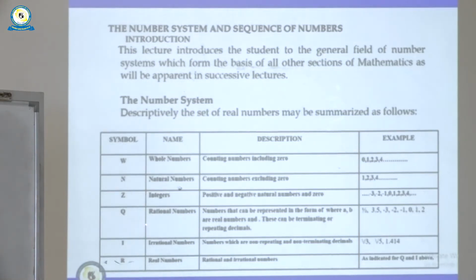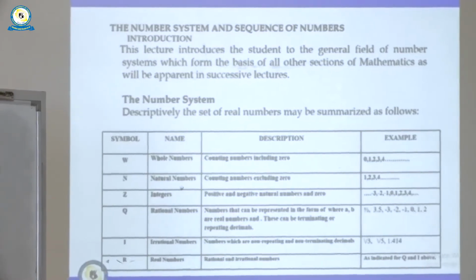Q is the rational numbers. These can be represented in the form a/b, where a and b are integers, and can be terminating or repeating decimals. Coming to irrational numbers, these are numbers which are non-repeating and non-terminating decimals. And R is the real numbers, rational and irrational numbers, as indicated for Q and I above.